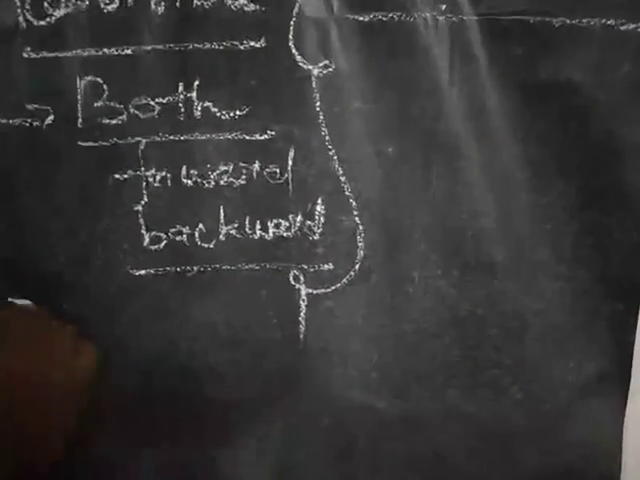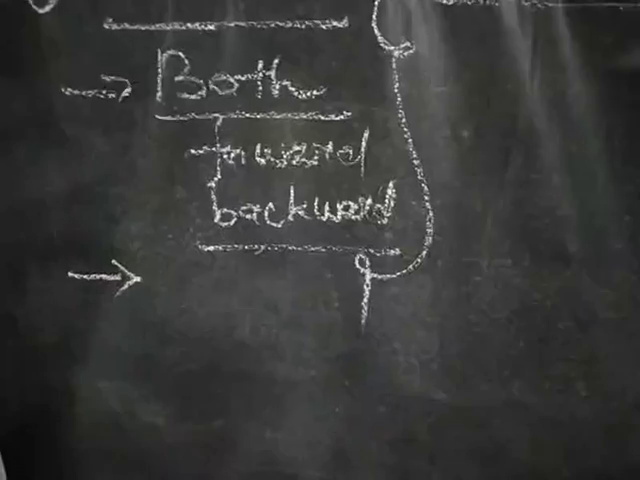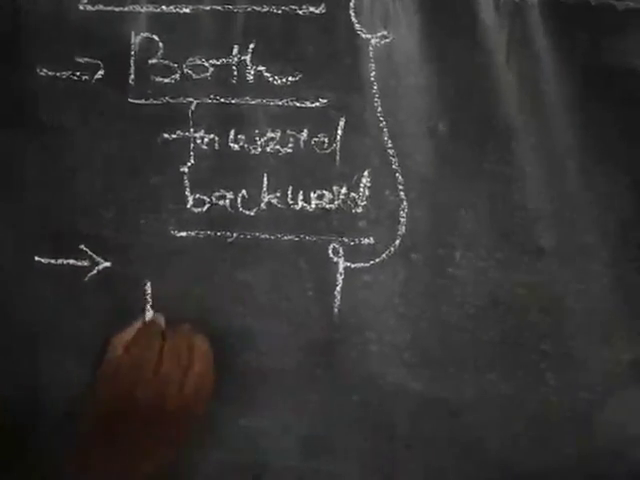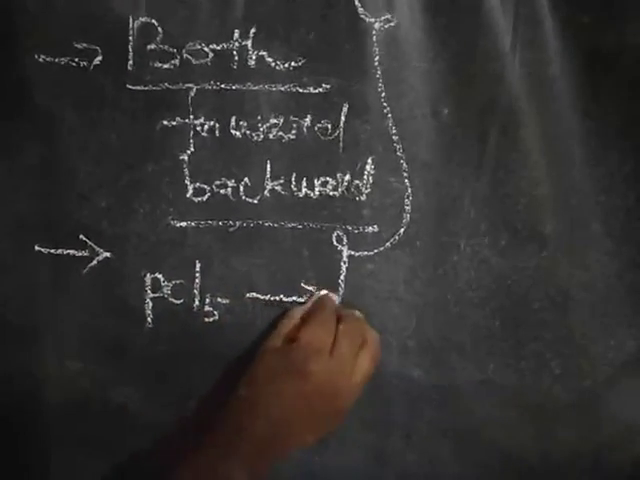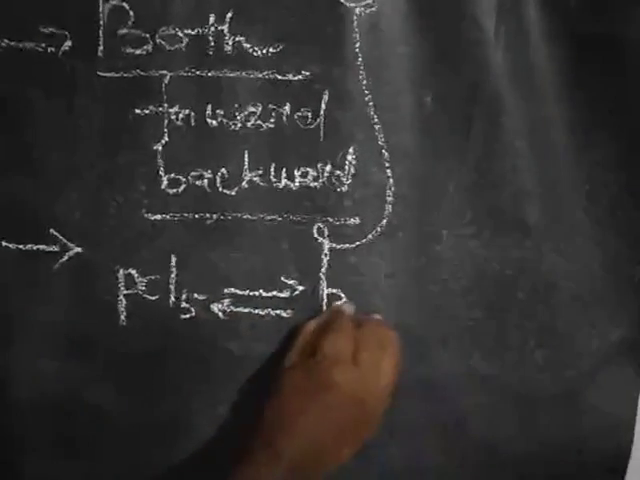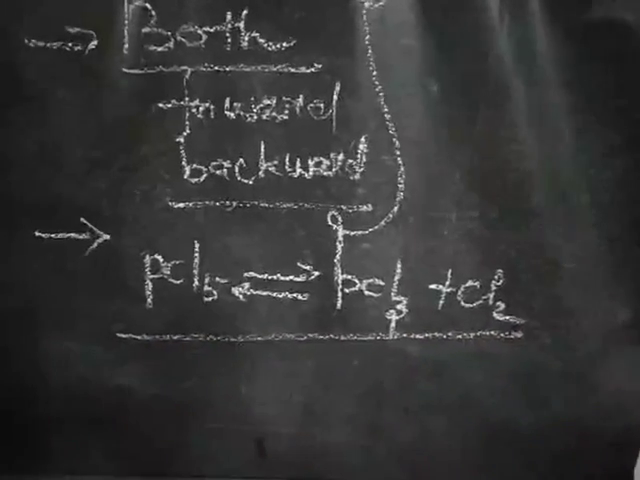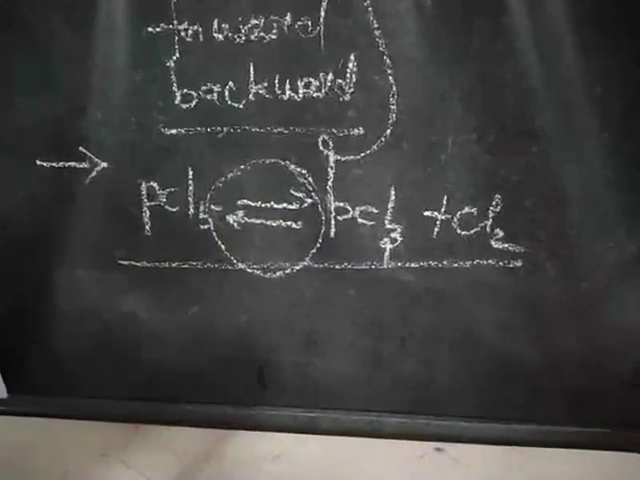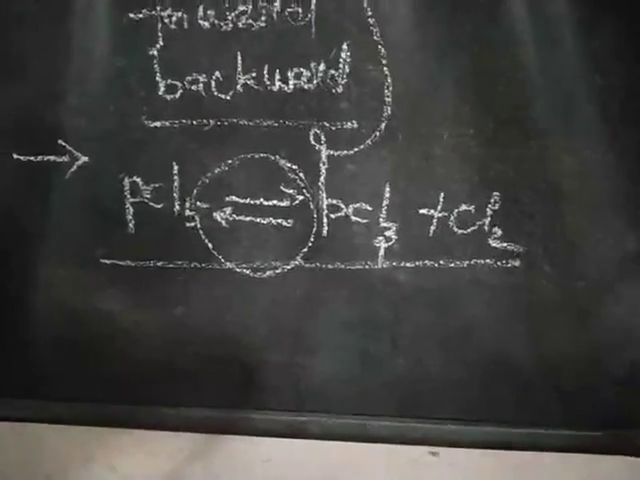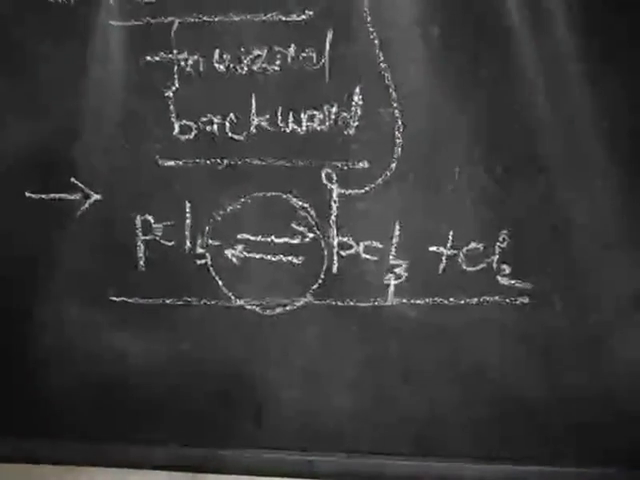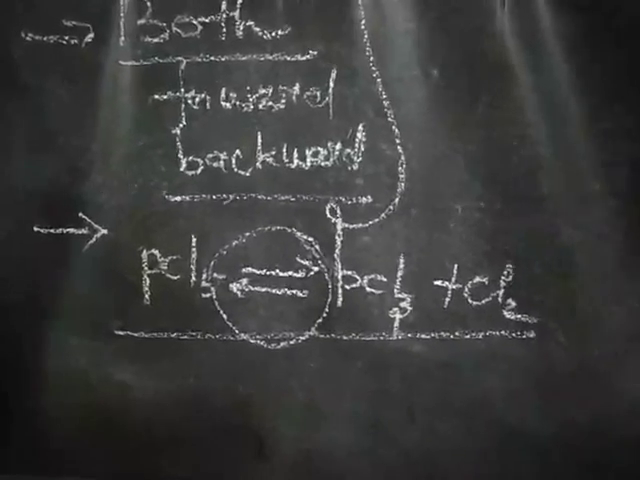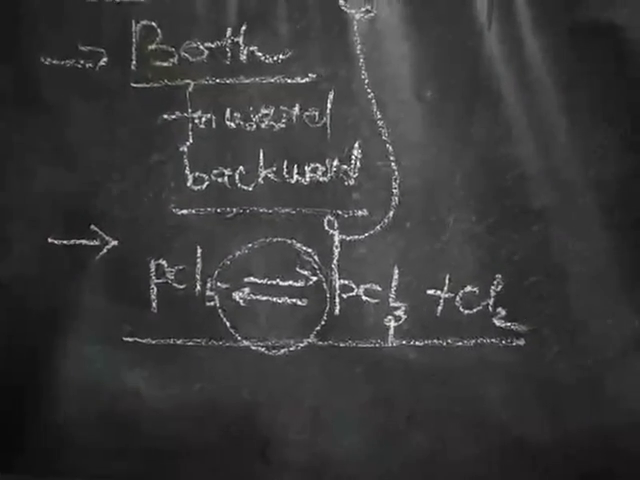For example, for reversible reactions, phosphorus pentachloride, PCl5, is converted into phosphorus trichloride plus chlorine molecule. So half of the reactant is converted into product, and again half of the product is converted into reactant. This arrow mark indicates the direction of the reactions. Usually the reversible reactions are very slow. It will not obtain the equilibrium conditions.